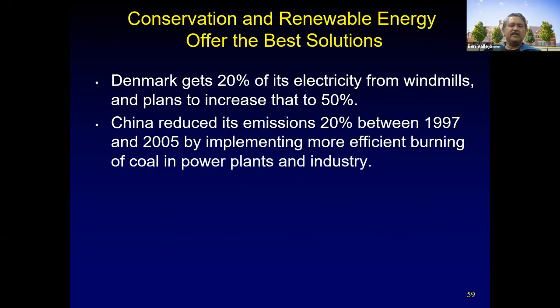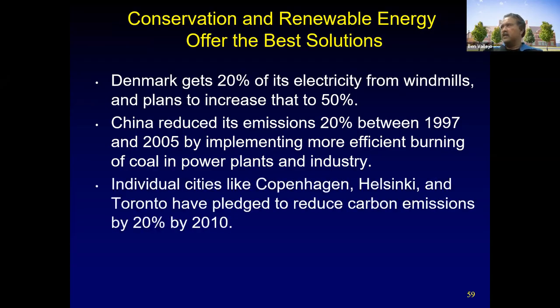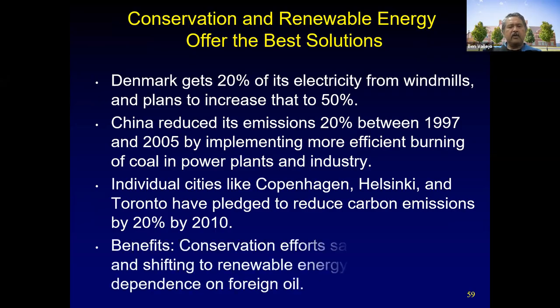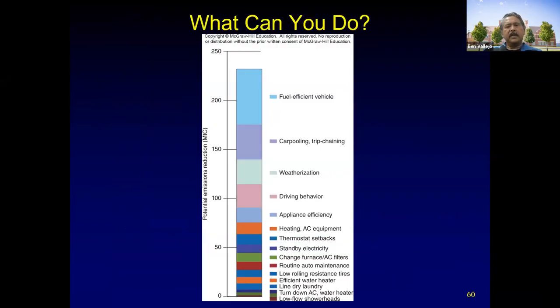China reduced its emissions 20% between 1997 and 2005 because they burn coal more effectively. I think it went from something like 35% to 60% efficient, not effective. And then individual cities have pledged to reduce carbon emissions, reduce their carbon footprint. So that's great. And here's some things that you can do.